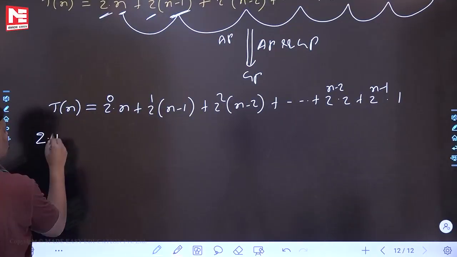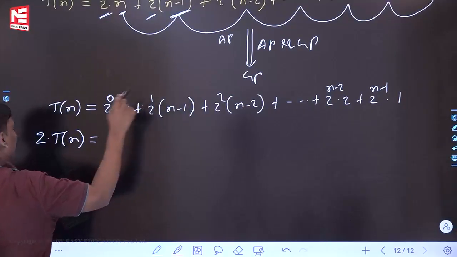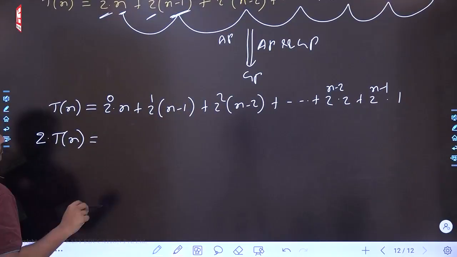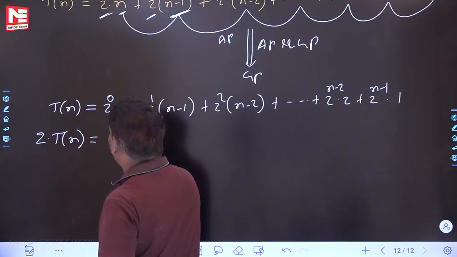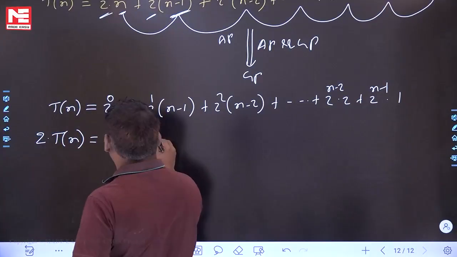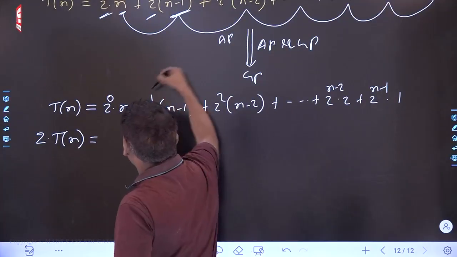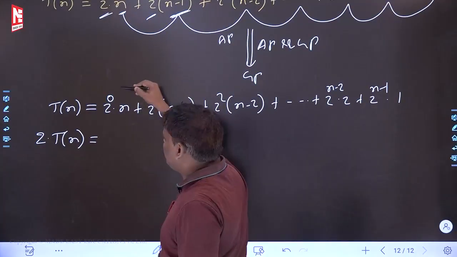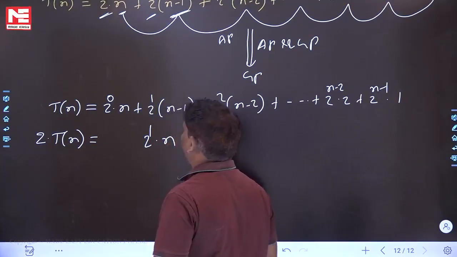Multiply total Tn by the R value 2. R value in the GP is 2. Multiply the total series by 2. So when you do that, what will happen? If you multiply this entire series by 2, every term we have to multiply by 2. Multiply the first one by 2. What is the answer? It will become 2 power 1 into n.